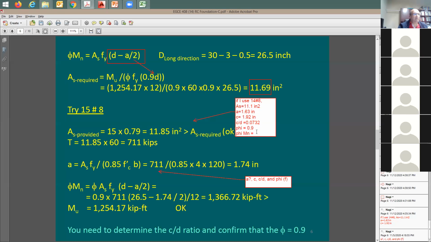So 1282.9 for fee Vn. 1282.9 for Mn. Is this good or bad, Oscar?